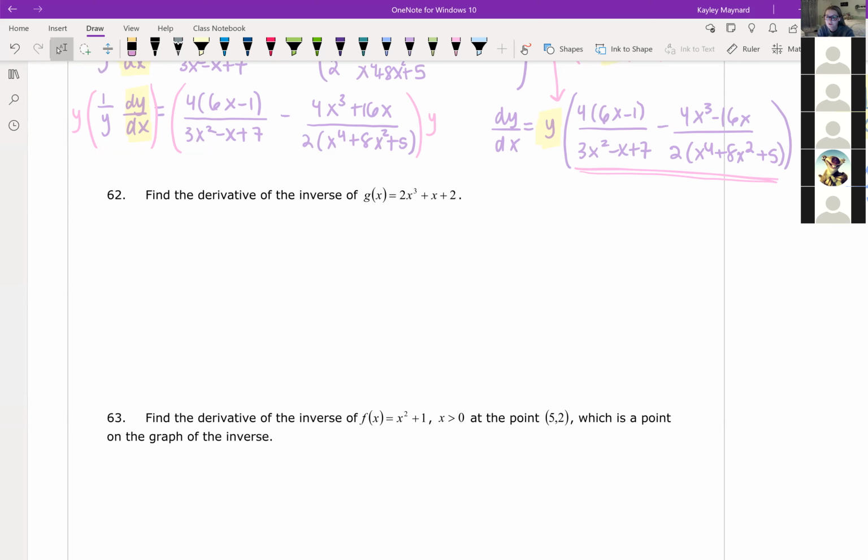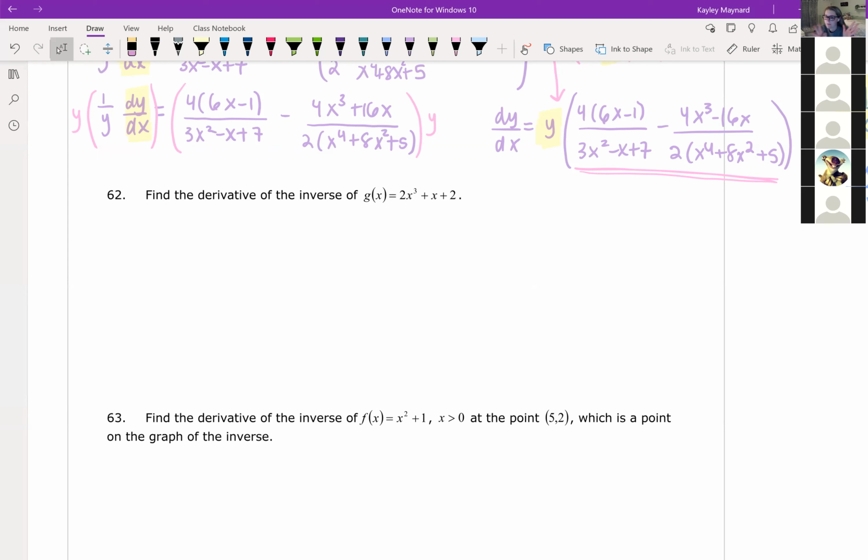So there's a process to doing a problem like this where it says find the derivative of the inverse. If you think back to algebra, maybe a long time ago, if you were given a function and told to find the inverse, your first step would be to switch all the x's and make them y's, and to switch all the y's and make them x's.